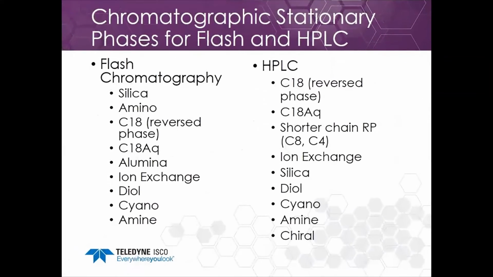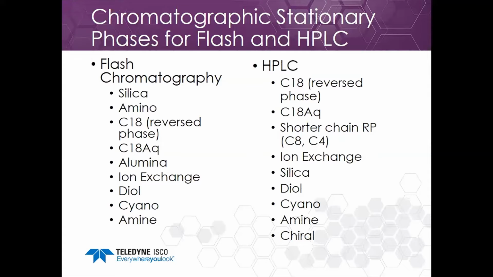As we discussed before, there's a wide variety of stationary phases available. I have this slide here where we've ordered the predominance of these different stationary phases in both flash and HPLC. You can see that silica predominates in flash chromatography, followed by C18, C18AQ, alumina, ion exchange, and then the functionalized diol, cyano, and amine columns, which are all available to you to use in flash chromatography systems. But silica really dominates the market.